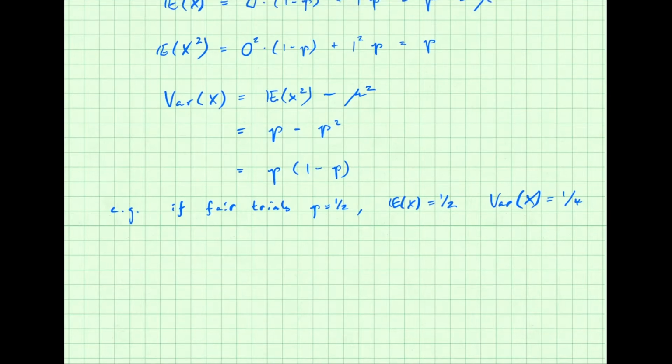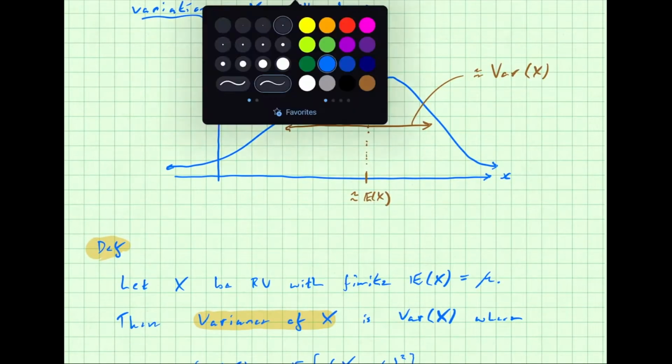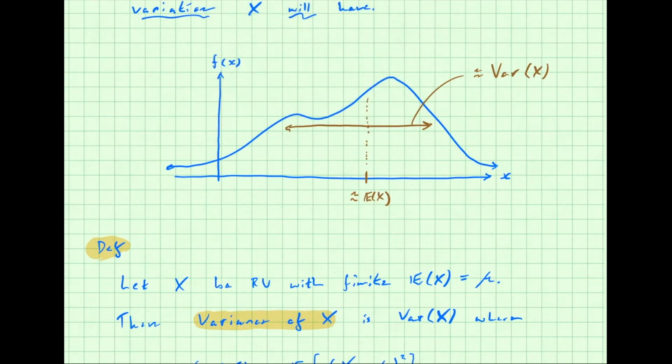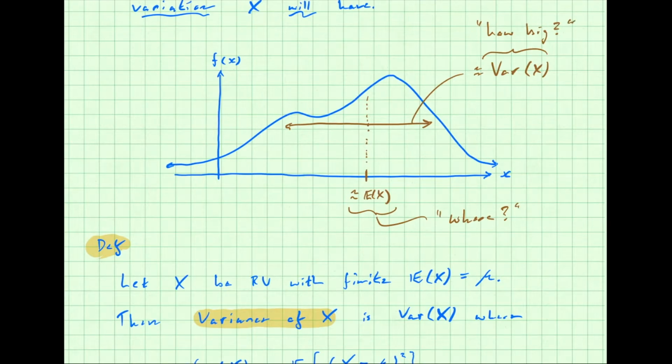You could go back to this picture here and think about it. The expected value answers the question, where? And the variance answers the question, how big? I'm just making this up, but I think that's a useful way to think of these two different things.